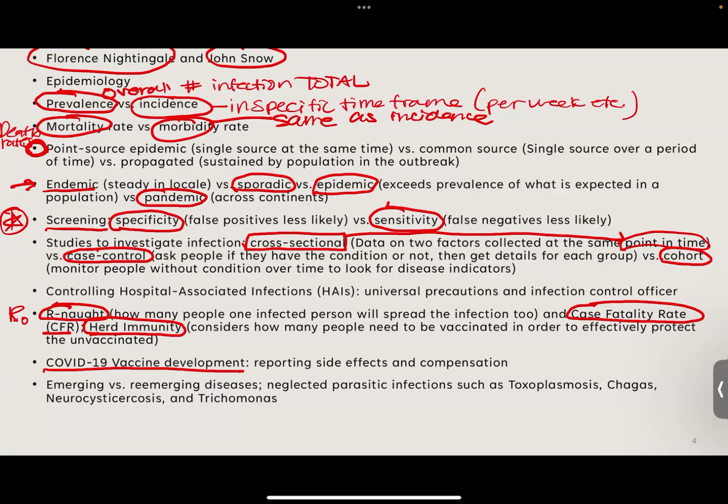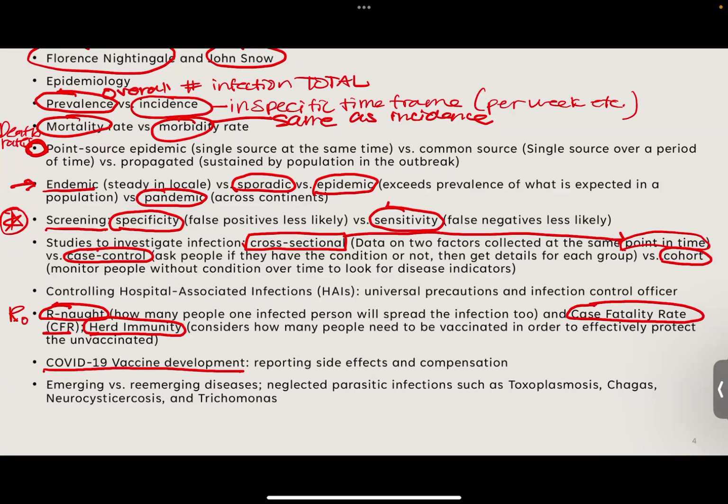And then we have neglected parasitic infections. Most of these infections are much more common in third world countries where hygiene practices aren't as well adapted as they are in what we consider developed countries. Most of those neglected parasitic infections are neglected because there's not money in them for pharmaceutical companies to treat them and study them and things like that. So that's why they're neglected. But we do have parasitic infections here in the United States, and here are some of them.